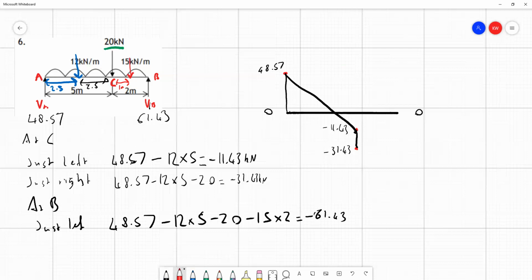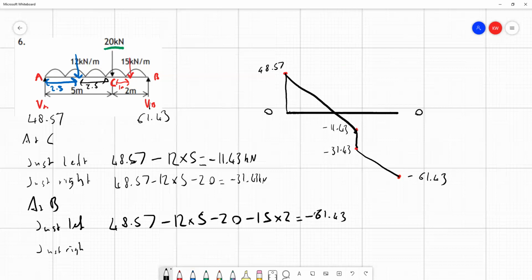So we'll mark this in our diagram here. Roughly here will do. So that's minus 61.43. I'll have a straight line coming down to this point. That's a bit better. And then what's just right of B?